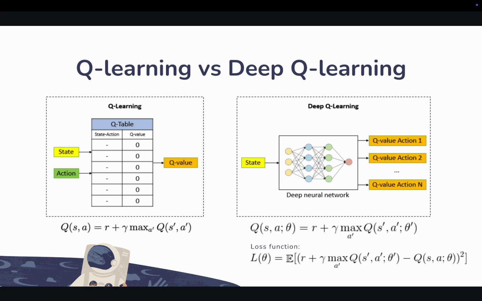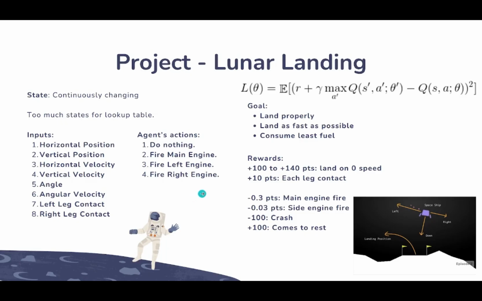Next, we will show you the demonstration of deep Q-learning lunar landing. Let's have a look at this project where we try to land our lander on the Moon. We see that the states are continuously changing, which is too much for a lookup table. We have sensor inputs that give horizontal and vertical positions with their velocity and angle, as well as sensors that detect left leg contact and right leg contact. So when you put all of this together, it is very hard to quantify the number of states.